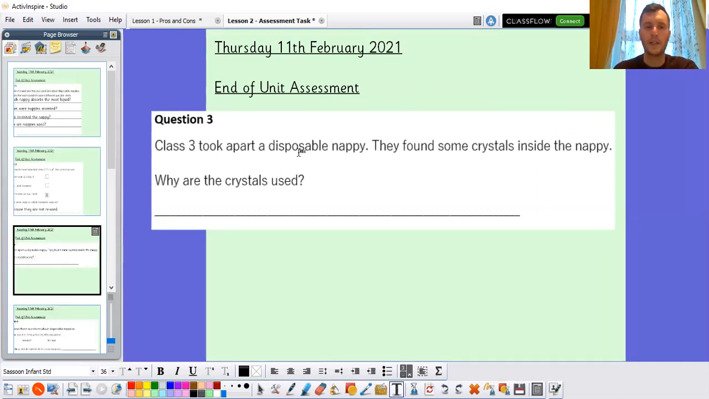Class 3 took apart a disposable nappy. They found some crystals inside. Why are the crystals used? They are used to absorb liquid. So as long as you had something similar to that, you might have said to absorb urine or to absorb feces. As long as you got that word absorb followed by liquid, urine, feces or similar, that would give you the right answer for that one.